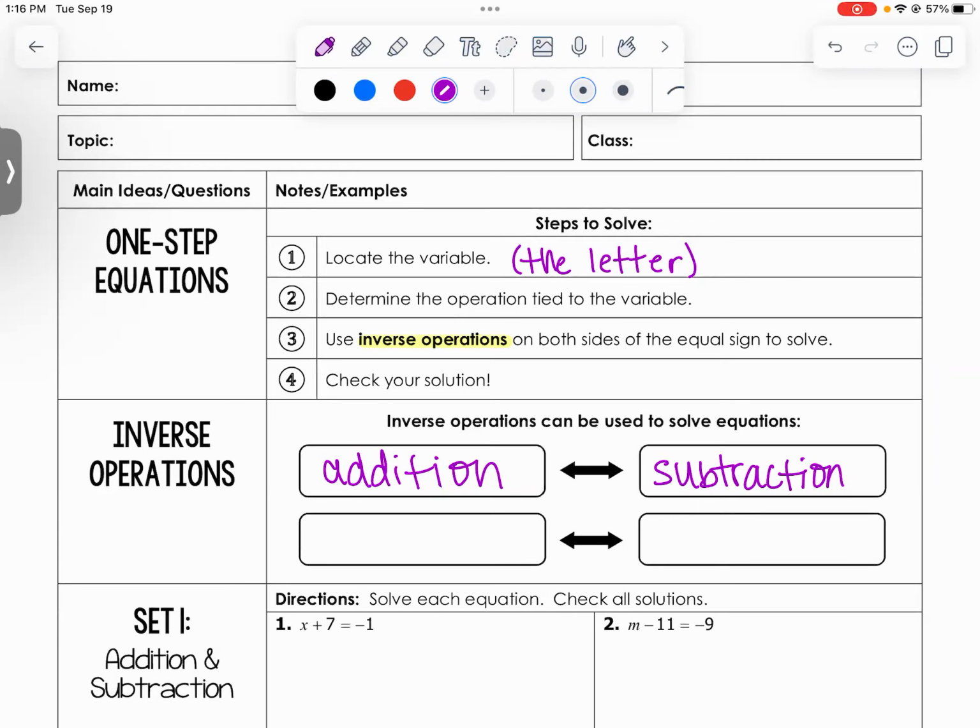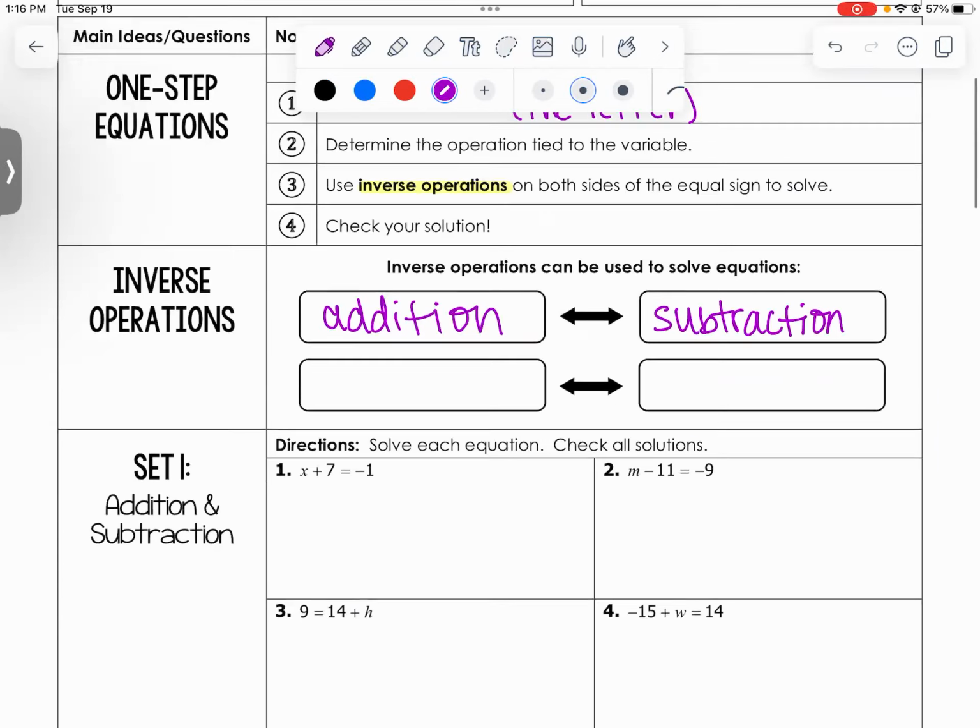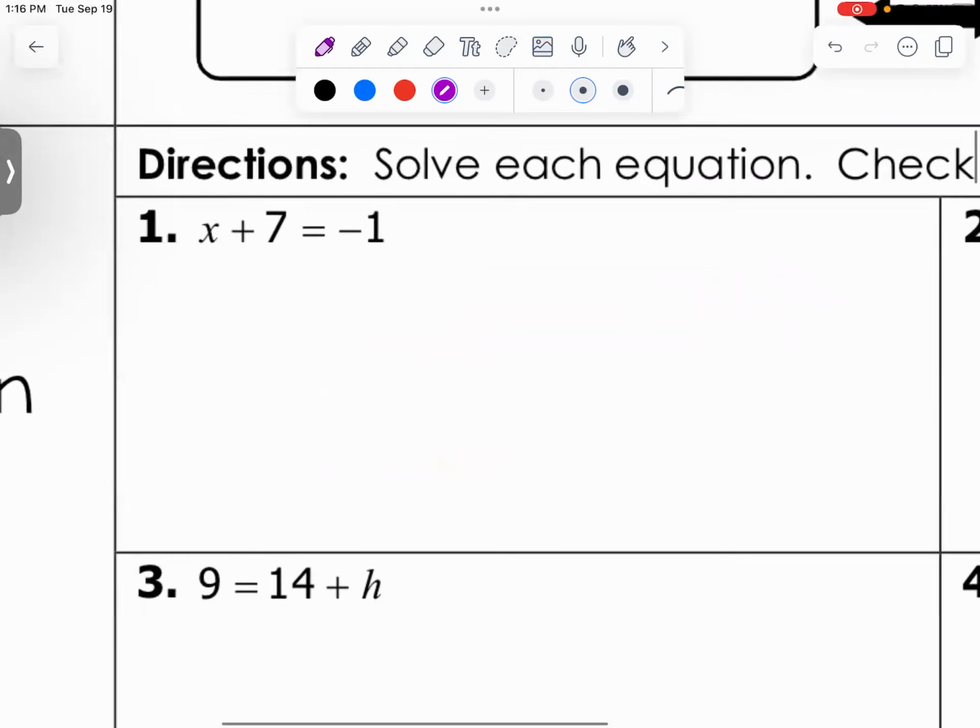So this is what I'm going to have you do. I'm going to zoom in here to number 1. I want everybody to draw a vertical line through the equal sign. I'm going to call this my fence.